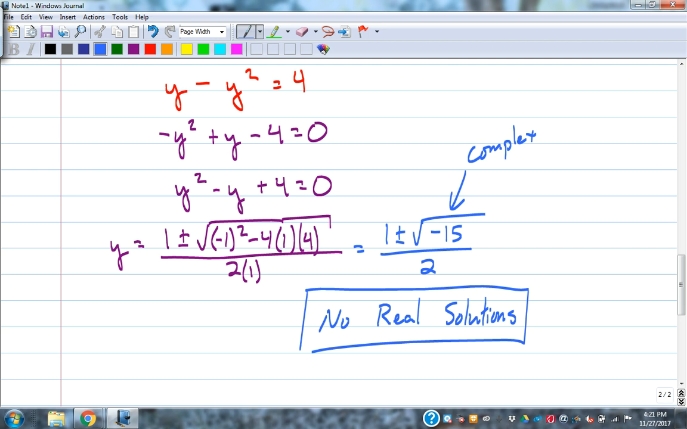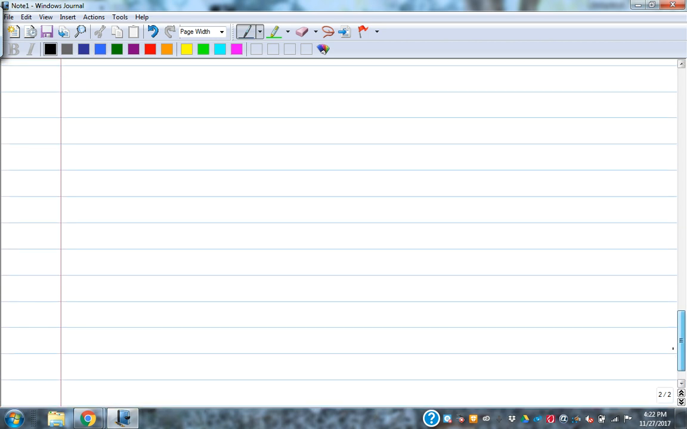If it turns into a complex solution at any point, so you might actually find a real x value, but if the y values are complex, then that means they're not real solutions. They would not show up on the graph. Okay. All right. The granddaddy of them all here. The last one. It's a toughie.